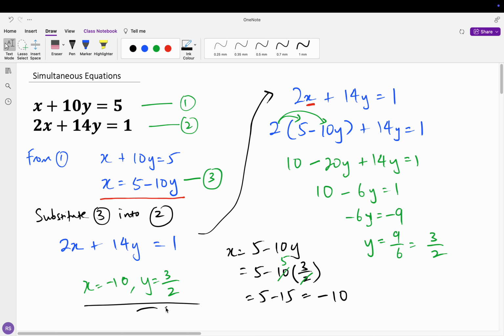So this is the substitution method, where we represent one variable in terms of another and then use that new expression to solve for the unknown variables.